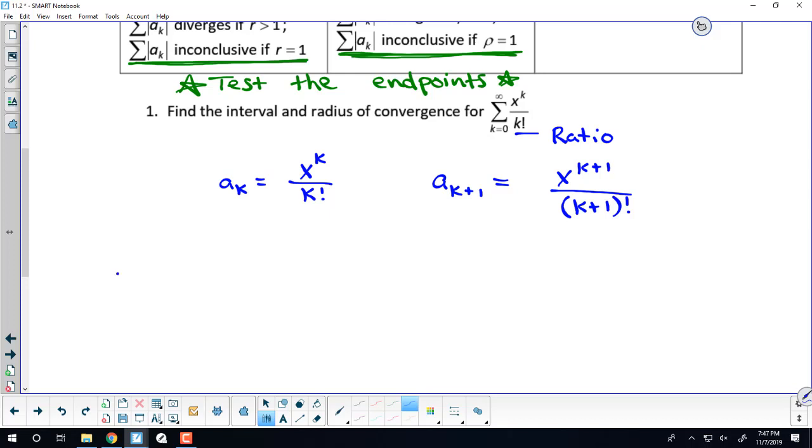So our ratio r is the limit at infinity. And we're going to do the absolute value of a sub k plus 1 divided by a sub k, or times the reciprocal of a sub k.